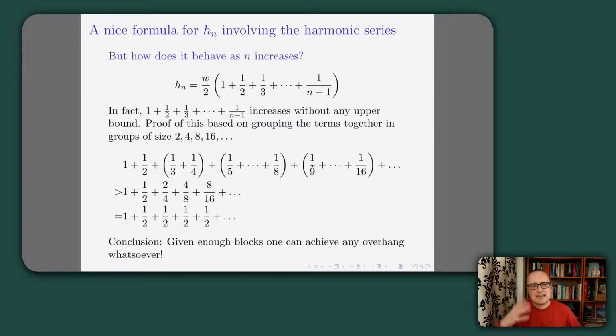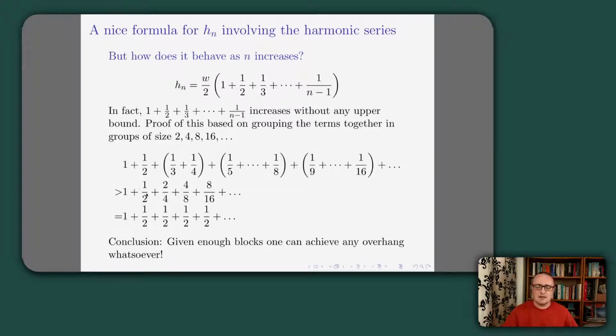Then we group the next 8 terms together, 1/9, 1/10, etc., all the way to 1 over 16. We keep repeating this process. We're going to double the size of the group at each stage. So the first group had size 2, the next group is size 4, the next group is size 8, the next group will have size 16. It'll go from 1/17th all the way to 1/32nd, and so on and so on.